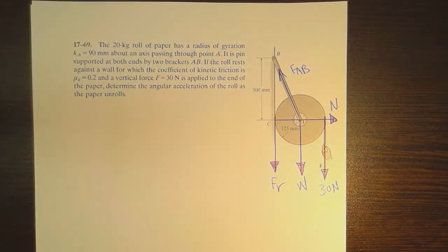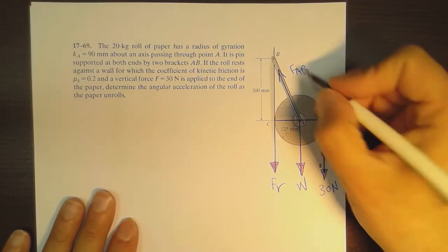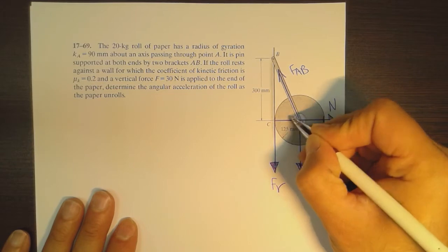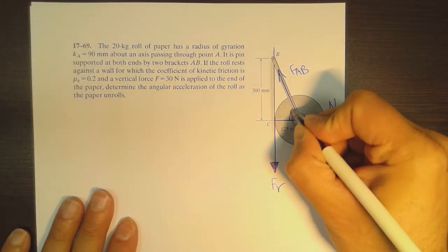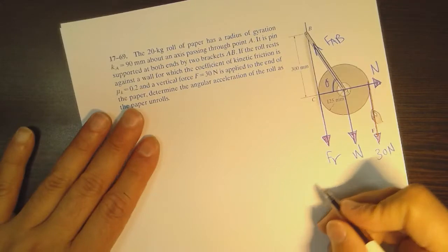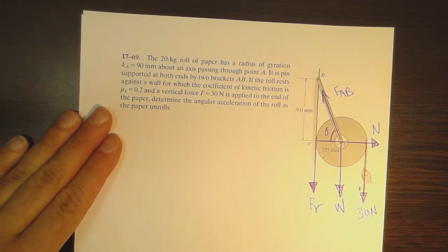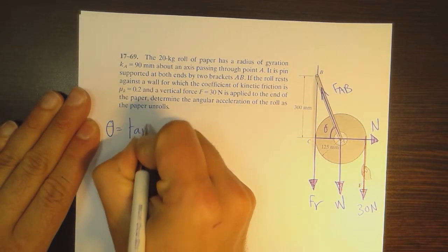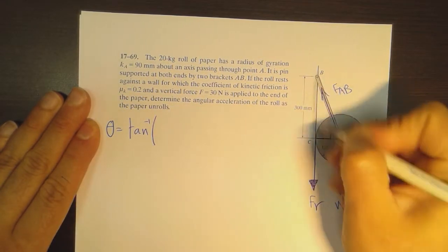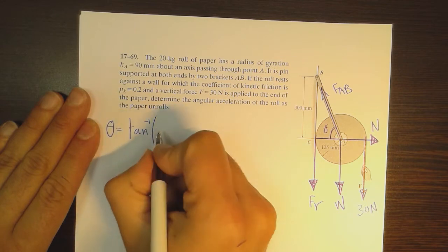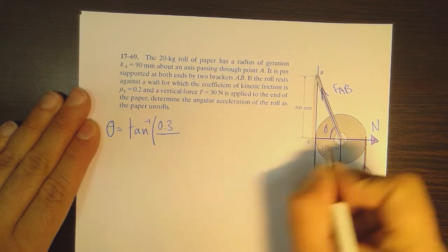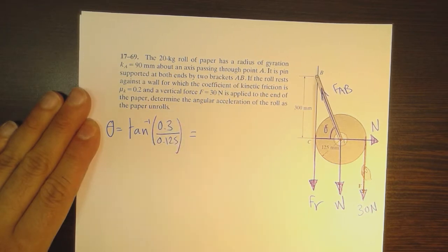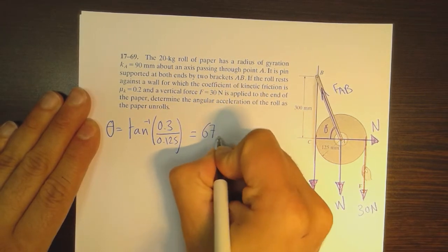Now we can resolve this force by identifying the angle here quite easily. We say, okay, here's the angle. The theta here is the tan inverse of this length, 0.3 meters, over this length, 0.125 meters. And this should give us 67.38 degrees.